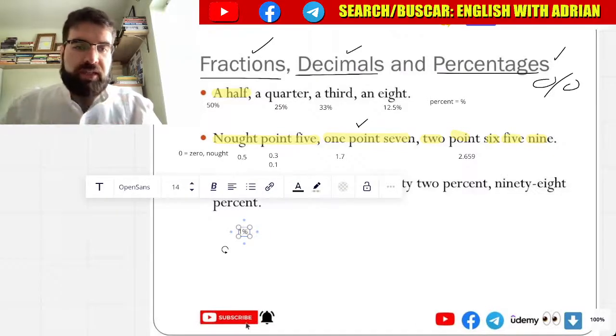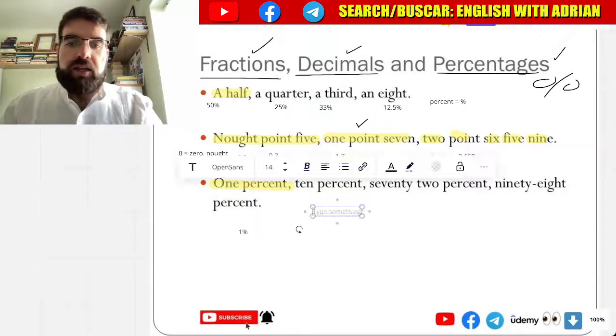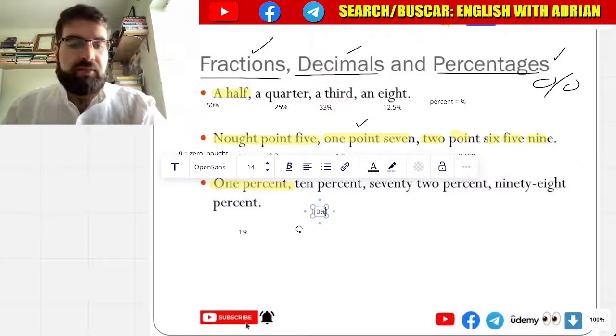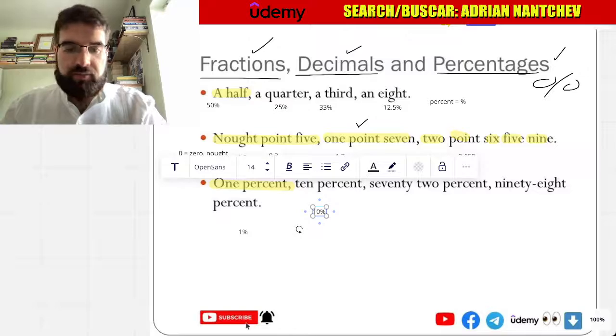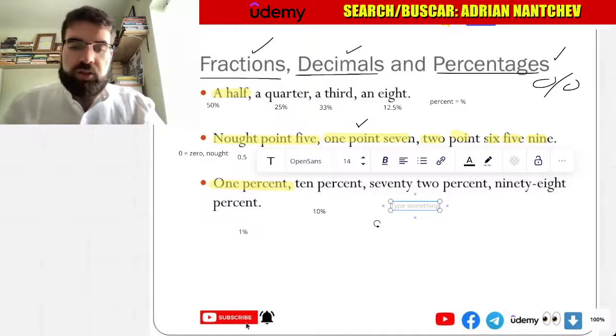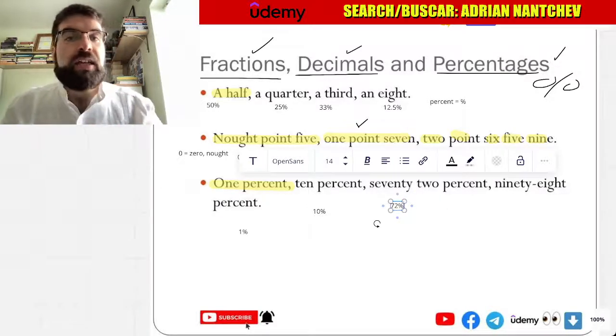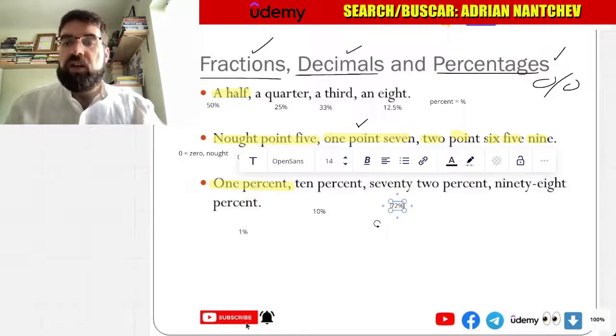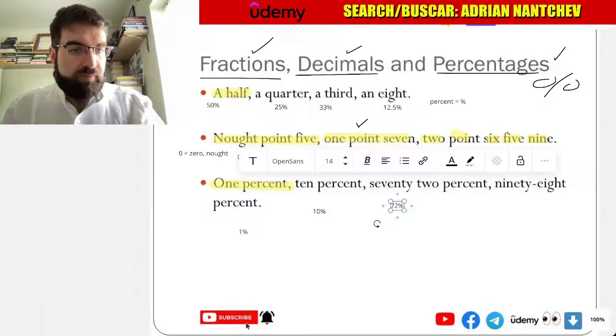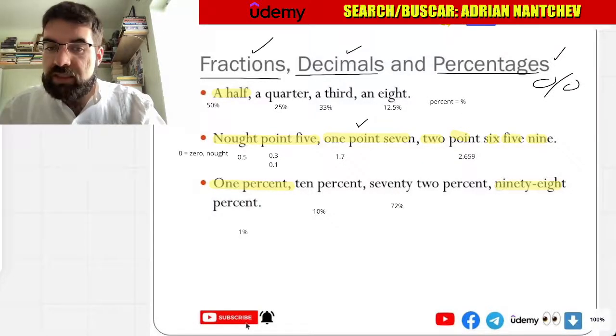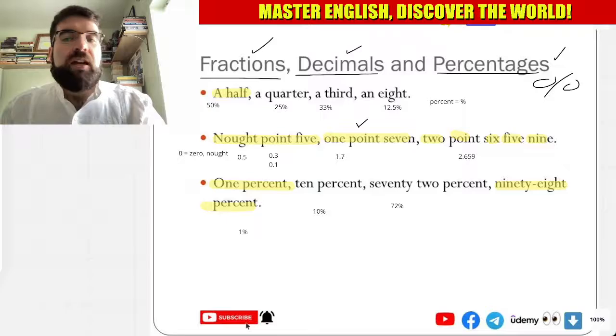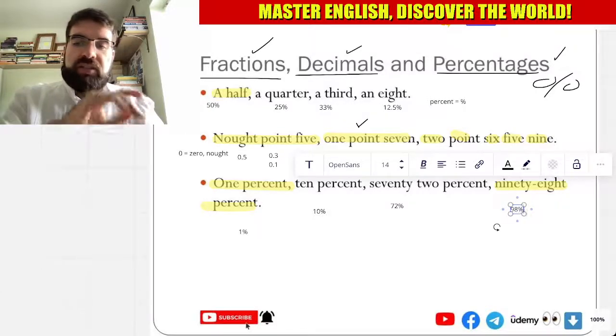So 1%. 10%. 10%. 1%. 10%. 72%. 72%. 98%. 98%.